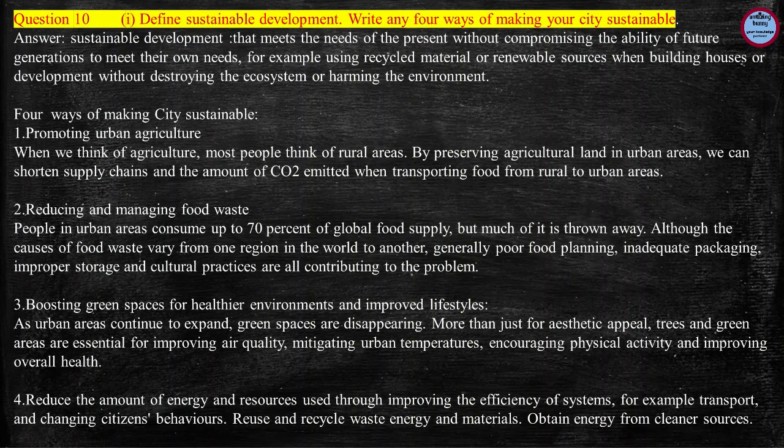Reduce the amount of energy and resources used through improving the efficiency of systems, for example transport, and changing citizens' behaviors. Reuse and recycle waste energy and materials. Obtain energy from cleaner sources.